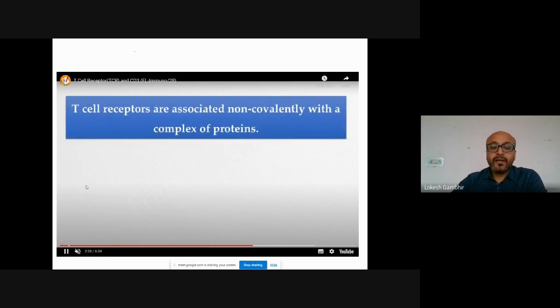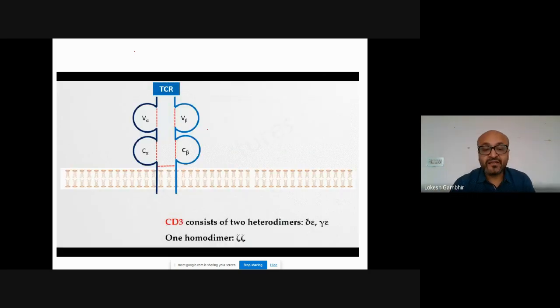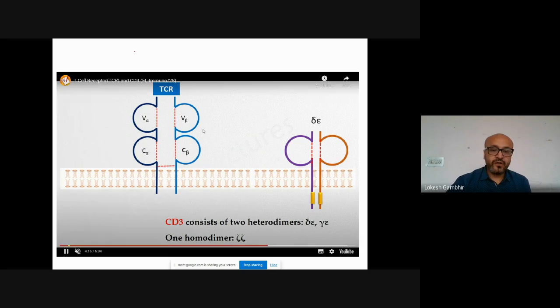So, in order to transfer the signal to the nucleus, the T cell receptor is associated with another set of proteins that are called co-receptor, and collectively those four different proteins are called CD3, cluster of differentiation 3, which is always present on every kind of T cell. So what is the composition of CD3?